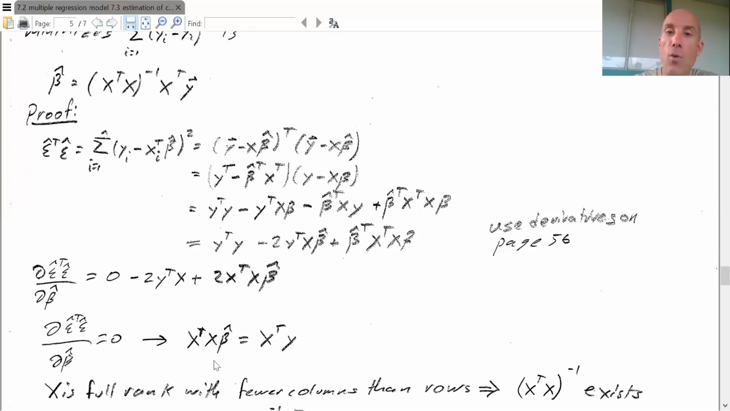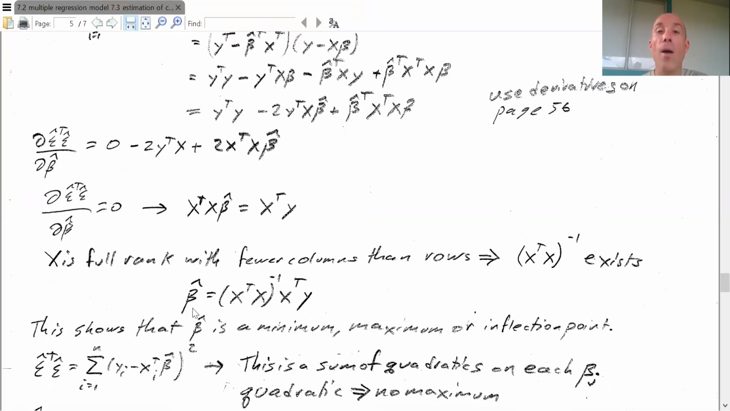But now we're going to use that full rank aspect. X is full rank and we have fewer columns than we have rows. That tells me that I can take the inverse of this x transpose x. Since I can take the inverse, I can multiply both sides with that inverse, and that's going to make the x's on the left cancel out. So at this point in the proof, I know that when beta hat is equal to this, beta hat is either a maximum, a minimum, or an inflection point.